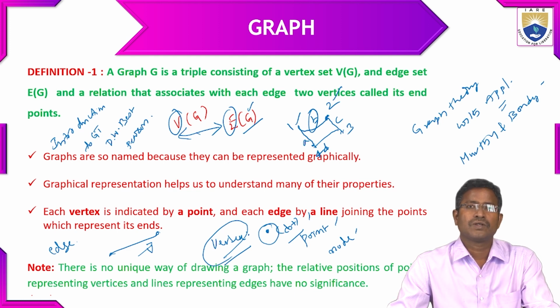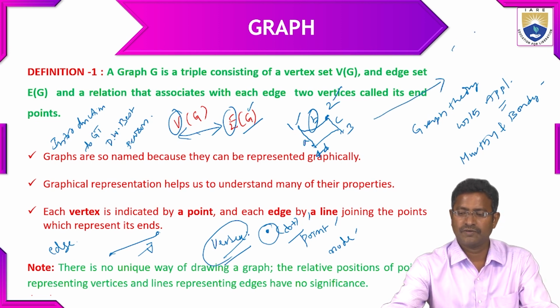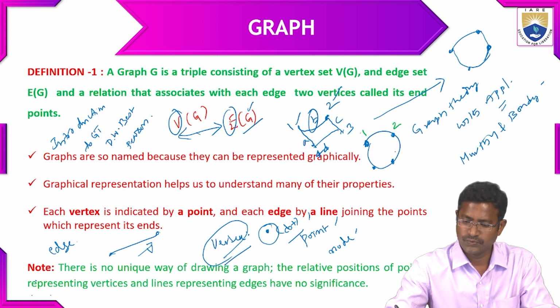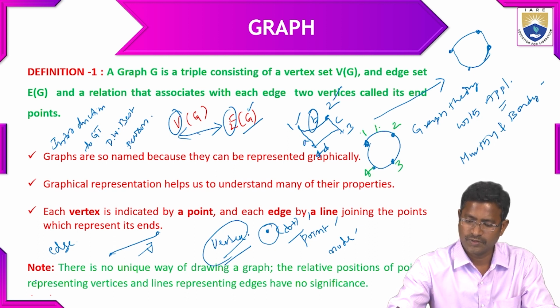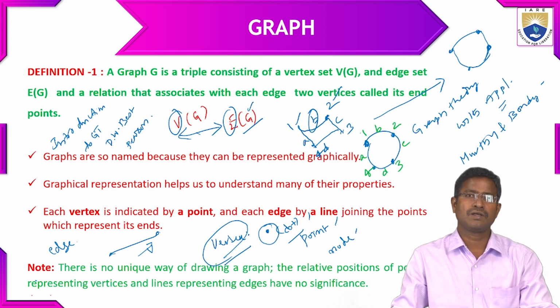Right? So and remember, I have drawn a simple graph here. The same graph can be represented like this also. You can say that like this. This is 1, 2, 3, 4. Between 1 and 2 we have B. This is A, C and D. And now see the node point. There is no unique way of drawing a graph. But the relative positions of points, that means vertex.